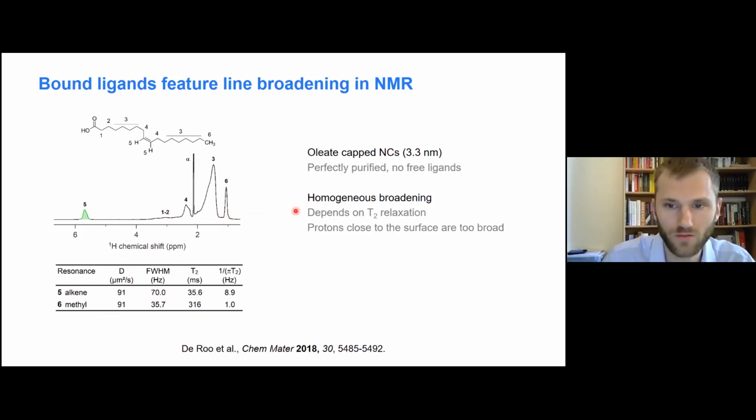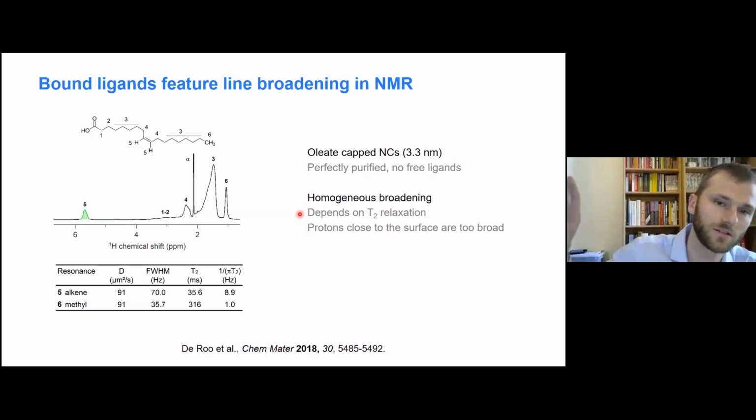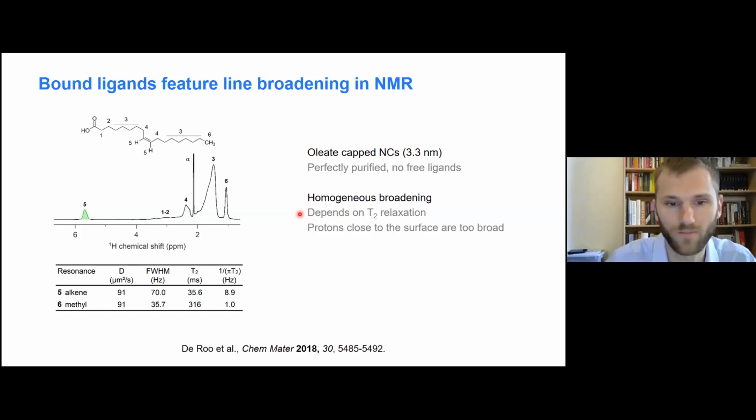And you see that the alkene resonance is more broadened than the methyl resonance. This completely agrees with this concept of homogeneous broadening, because the resonances very close to the surface are more static. So those moieties do not have much rotational mobility, while the methyl resonance, which is completely at the other end, at the end of a floppy chain, has a lot of mobility, and that's why its full width at half maximum is a lot lower. And indeed, that's also reflected in our T2 measurement times.